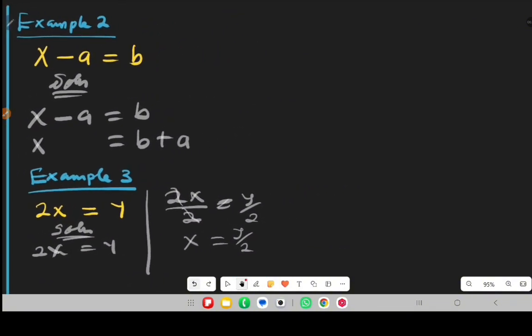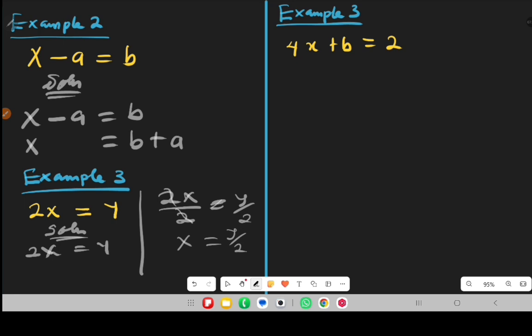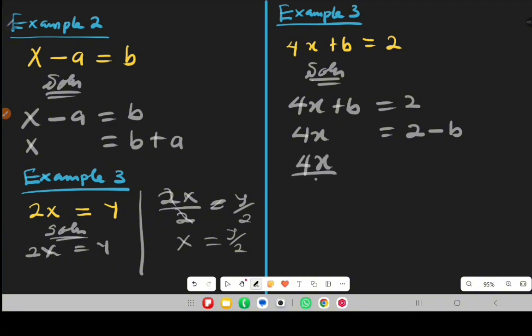We call this example 4. It is a bit harder. It contains products and addition. We say solution: 4x plus b equals 2. We first move plus b to the other side of the equal sign, which gives us 4x equals 2 minus b. Then to get x, we divide both sides by the coefficient of x, which is 4, meaning 4x all over 4 equals 2 minus b all over 4. 4 cancels 4, left with x equals 2 minus b all over 4, which makes x the subject.